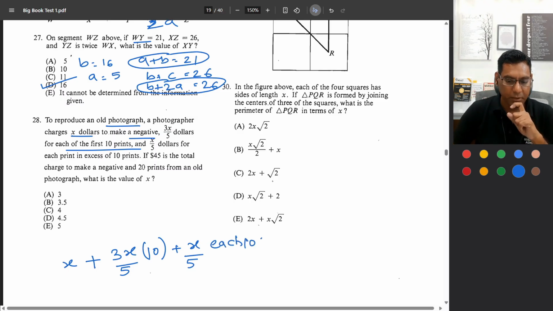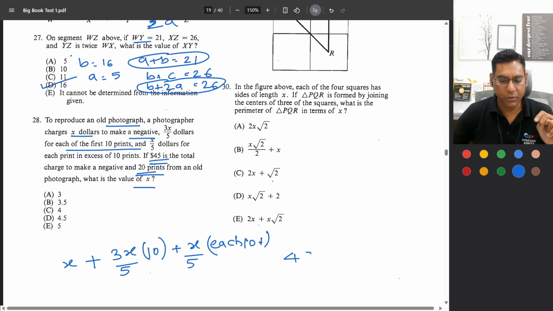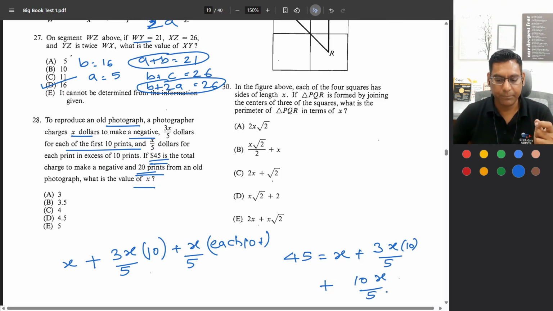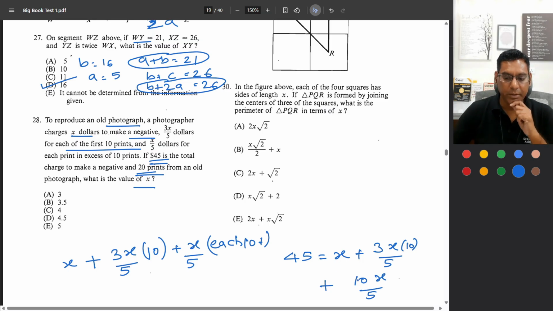Okay, each 10 plus. I'm just writing this in short form. If $45 is the total charge to make a negative of 20 prints, what is the value of x? So basically the equation is 45 is equal to x plus 3x by 5, plus, if I'm doing 20 prints, I have 10 extra prints after the first 10, so that is 10 x by 5, correct? This is each, that means this is 10, the additional ones.